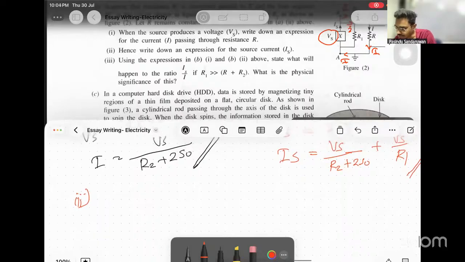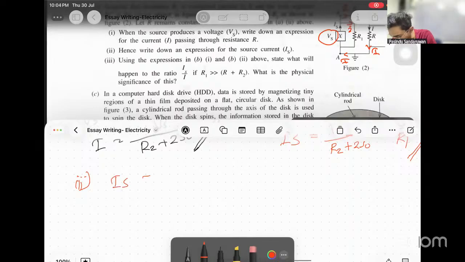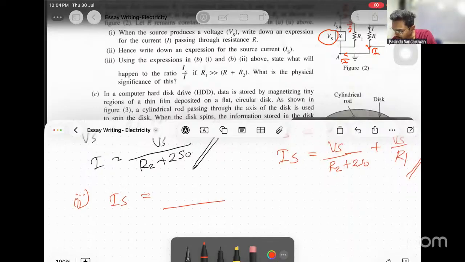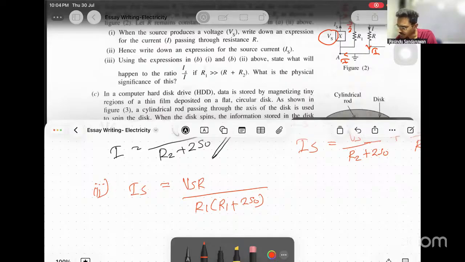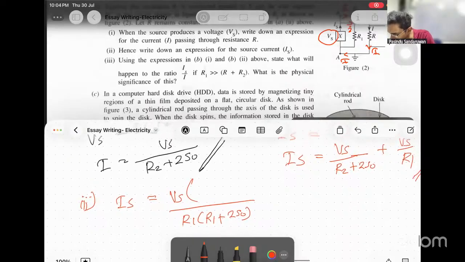Then let's divide these two. We need IS over I. For the IS equation, if you apply a common denominator, it is R1 times R2 plus 250, and the top becomes Vs times R1 plus R2 plus 250. Vs is common, so let's take it out. So this is equation 1.